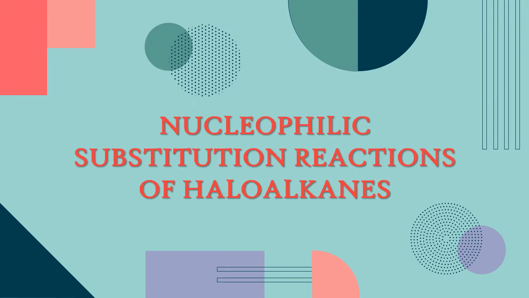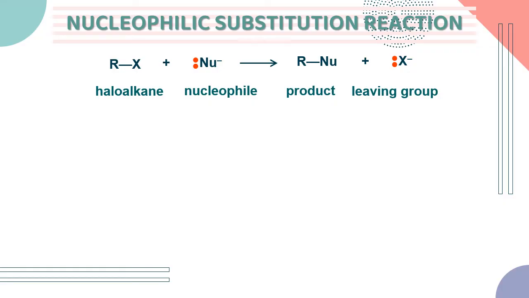So firstly, we're going to recap a bit about our haloalkane. We're going to focus on the nucleophilic substitution reaction of haloalkanes. So, this is the reaction for nucleophilic substitution, where we have our haloalkane reacting with the nucleophile. The nucleophile will be substituting our halogen, our X over here, which will be the leaving group, and this is the product of the substitution reaction.